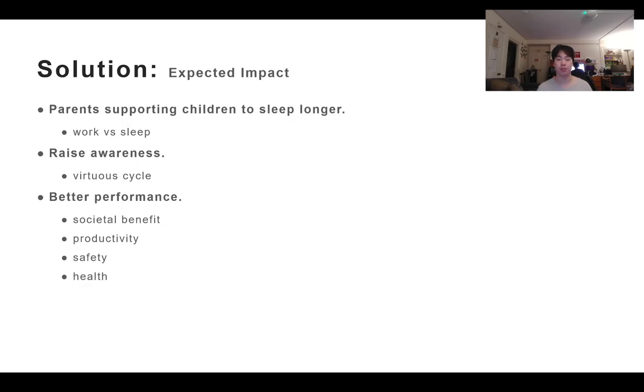Parents might support their children to sleep longer, which is good. So now they're prioritizing sleep over work. We can raise awareness about sleep so that the kids know they need more sleep, and we can create a virtuous cycle: the kids know they need more sleep, so they're going to tell their kids to get more sleep, and it will go on. And we might have better performance everywhere. We have higher productivity. Everything is safer. No more fatigue driving. Everyone is healthier.